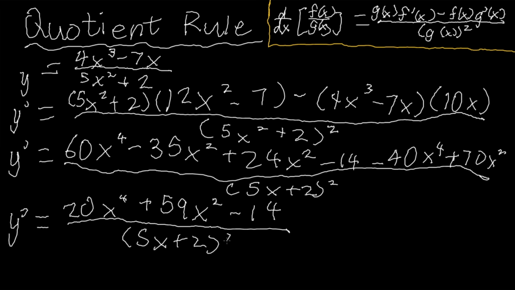I actually almost forgot the denominator. So the final answer for this is this long expression here. I think this is about as hard as it gets for quotient rule. Let's move on to the chain rule.